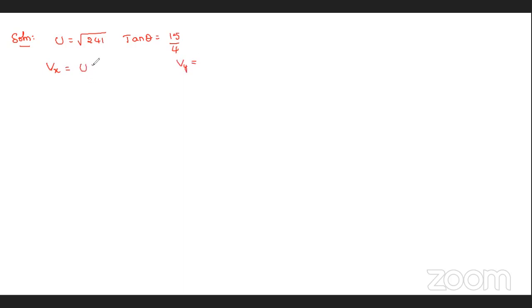Vx is u cos theta and Vy is u sin theta minus gt. First, try to calculate cos theta and sin theta for the substitution from tan theta. How to calculate? You know in your mathematics, tan theta, from the triangle, is opposite side by adjacent side. And hypotenuse will be root of 241.